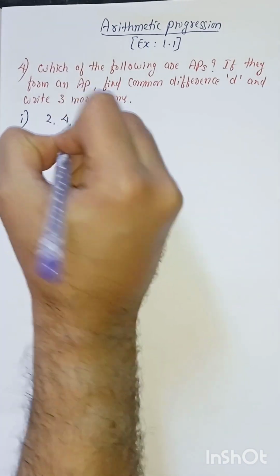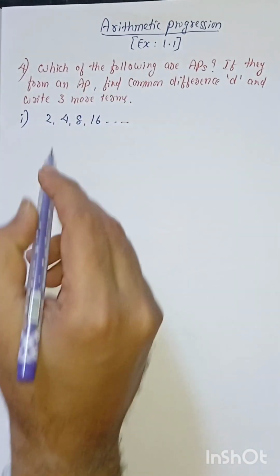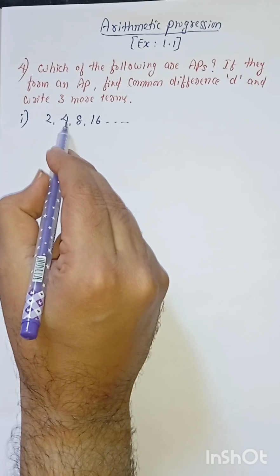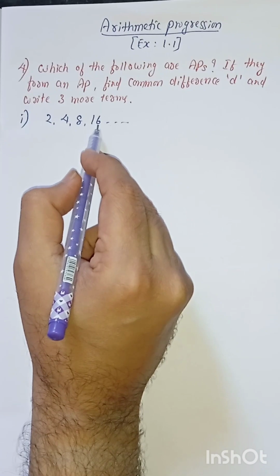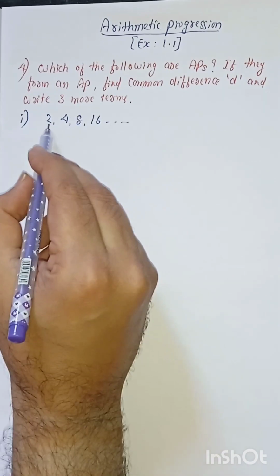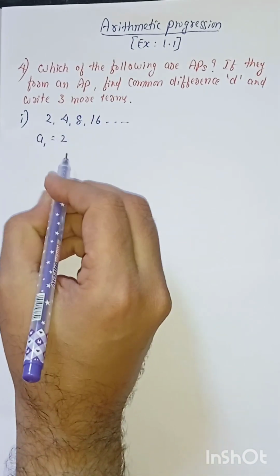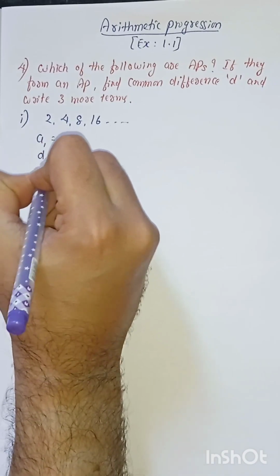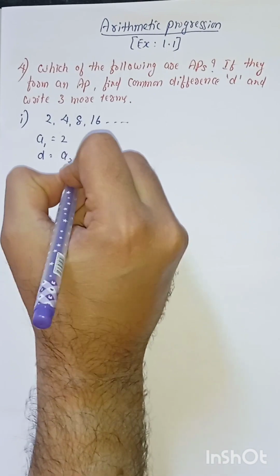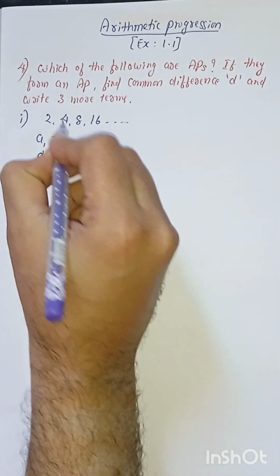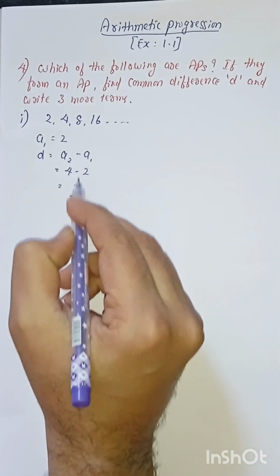2, 4, 8 and 16, and so on. 2 is the first term, 4 is the second term, 8 is the third term and 16 is the fourth term. We have to find out first whether it is in AP or not. Let's take the first term as A1 equals 2. Let's find out the D, that is common difference, that is A2 minus A1. A2 is 4, A1 is 2, that is 2. Here the common difference is 2.